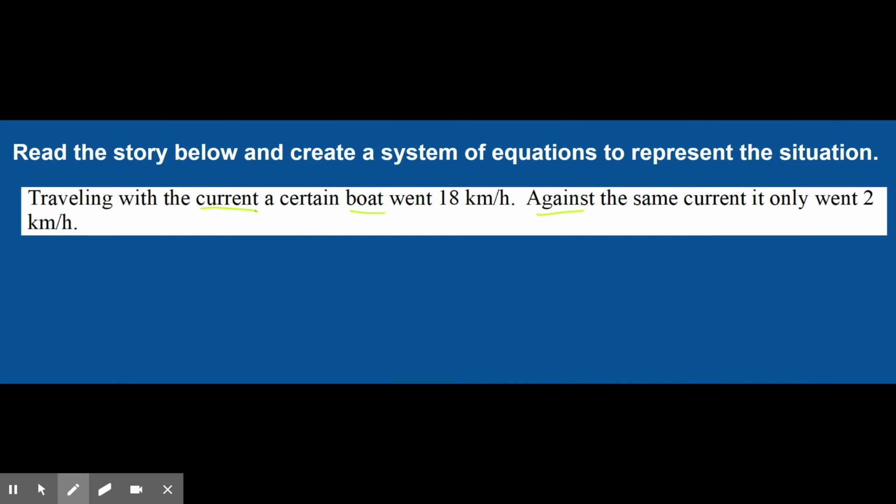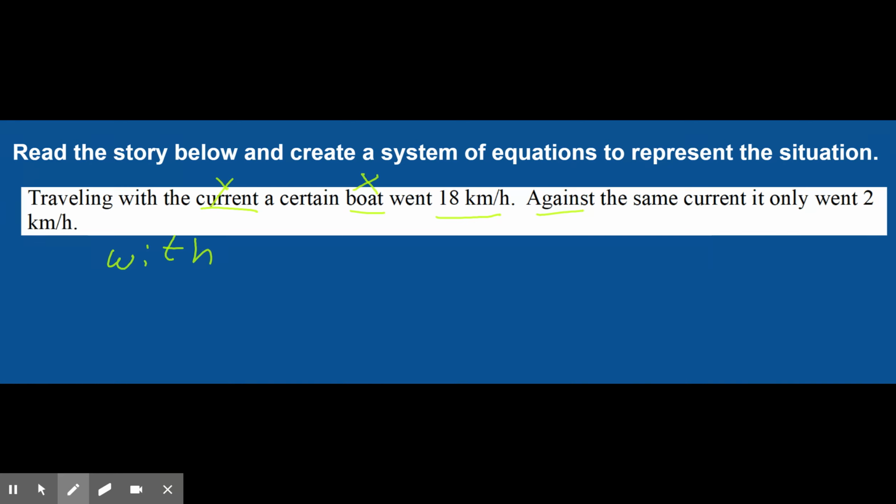A certain boat went 18 miles per hour. That's a speed. I should say kilometers per hour. So we have something where we're going with the current, and I'm just going to call the boat my X value. You could use B, and the current is going to be my Y value, and you could use C, but I'm going to use X and Y for those. Now, why did I choose X for the boat and Y for the current?